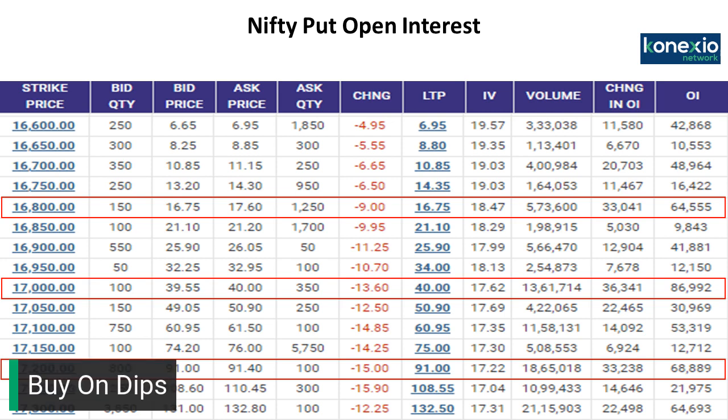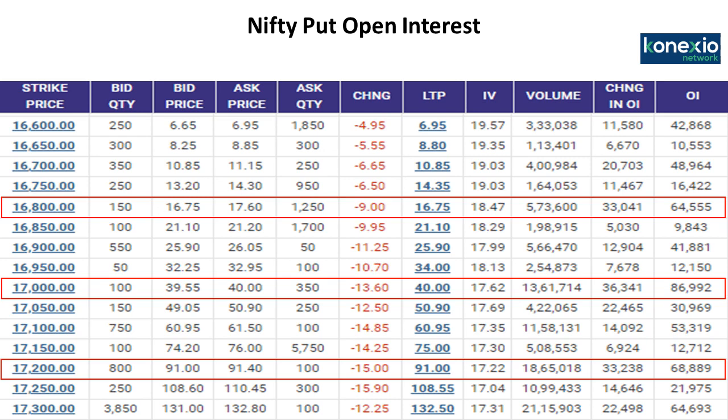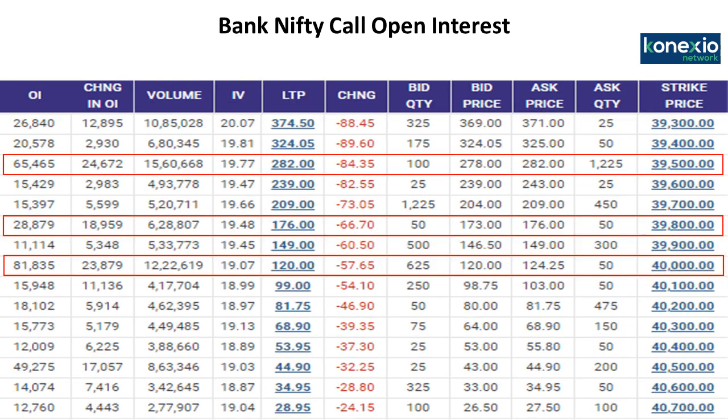Now let us go to Bank Nifty calls. In Bank Nifty calls, you can see the action was seen in 39,500 calls, then 39,800 calls, and 40,000 calls. Now here you can see there has been a rise in the volumes, rise in the open interest, rise in the implied volatility, and there has been a drop in the percentage change of the Bank Nifty calls.